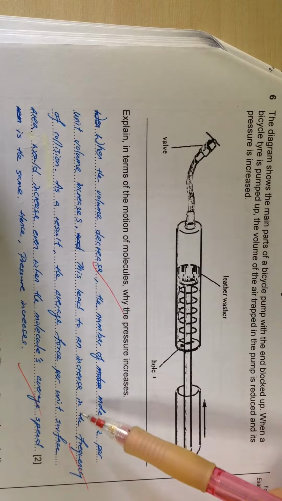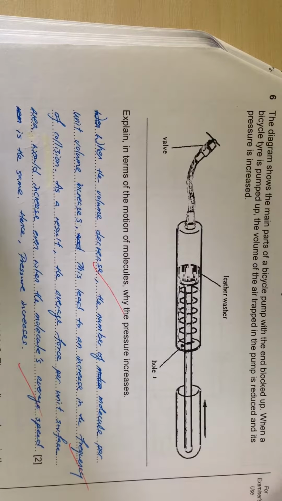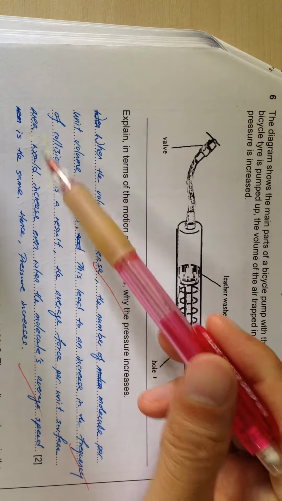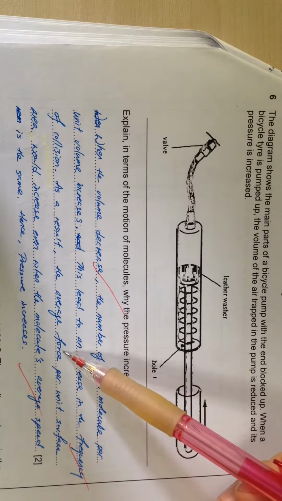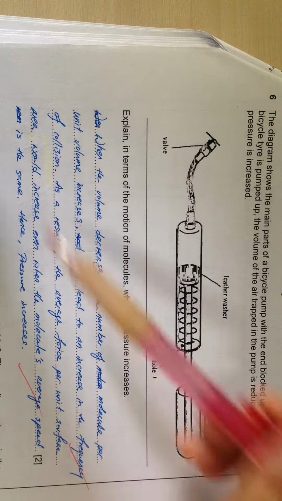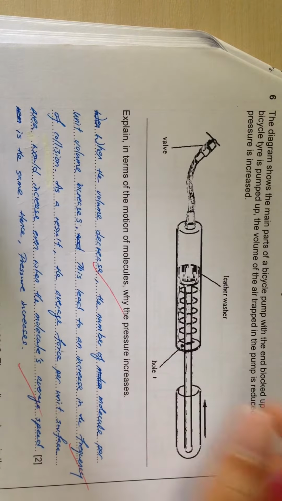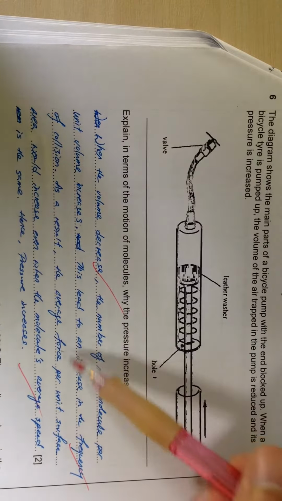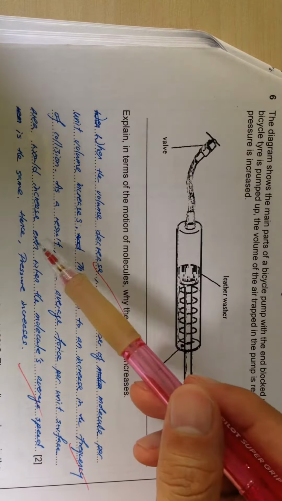and this would lead to an increase in the frequency of collision. Now notice, it's just the frequency of collision. The force of the collision is still the same because the temperature has not increased. So as a result, the average force per unit surface area, notice that I'm not saying that the average force increases, it's the average force per unit surface area, because with the decrease in volume, the surface area is going to decrease. So this ratio of force per unit surface area is going to increase.